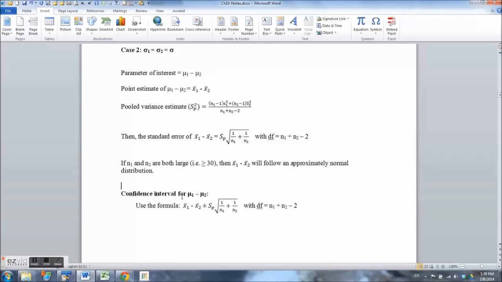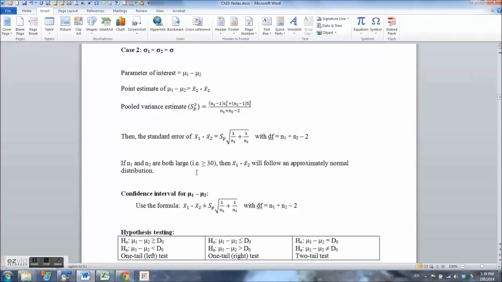Then the confidence interval formula is the difference in the point estimates plus or minus the pooled estimate of the standard deviation times the square root of 1 over n sub 1 plus 1 over n sub 2. And the degrees of freedom is now a lot easier to compute: n sub 1 plus n sub 2 minus 2.